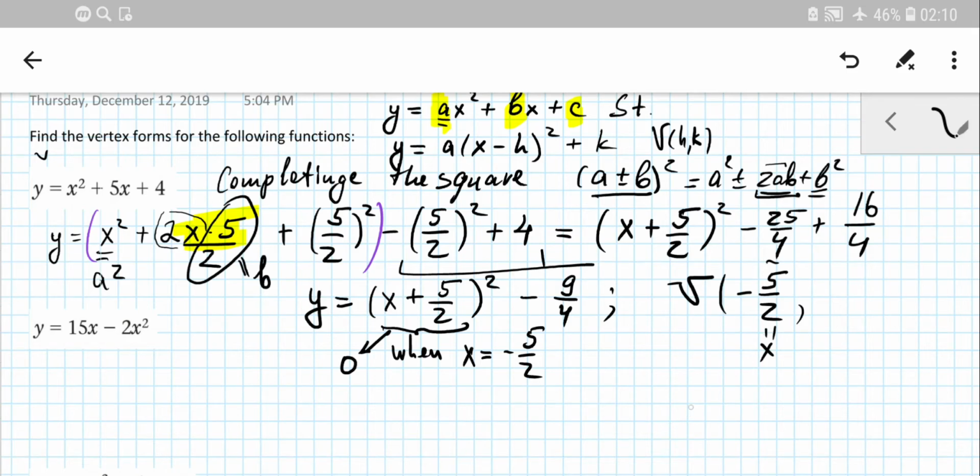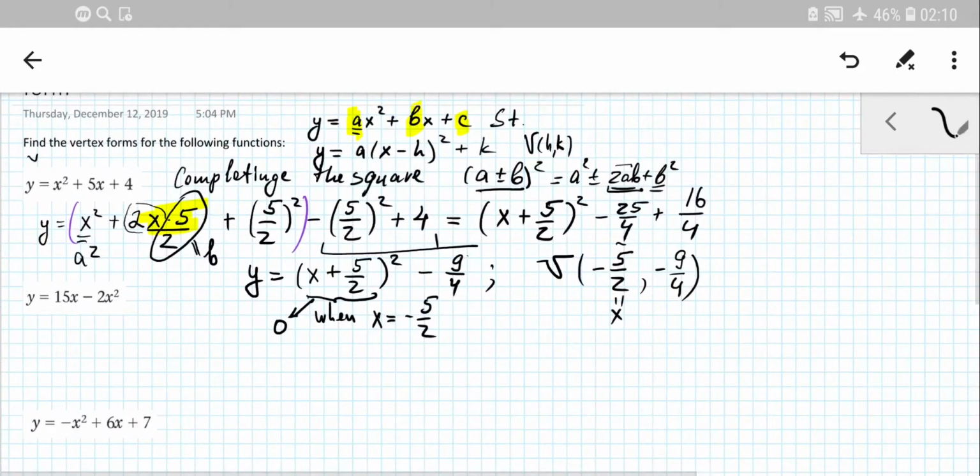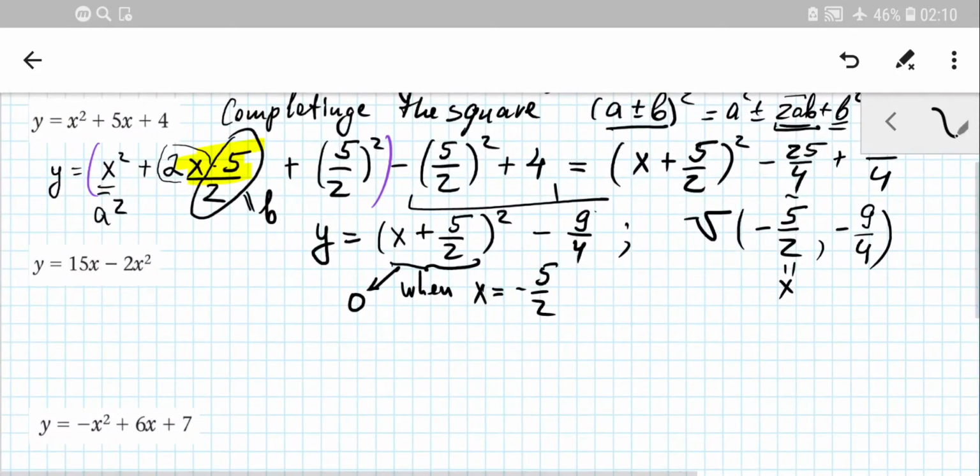That's the first coordinate, the x coordinate, and k automatically becomes negative 9/4 again, because in the formula we need to add k. Here is subtraction, so k is negative. All right, negative 9/4. Okay, and we successfully determined the vertex coordinates.